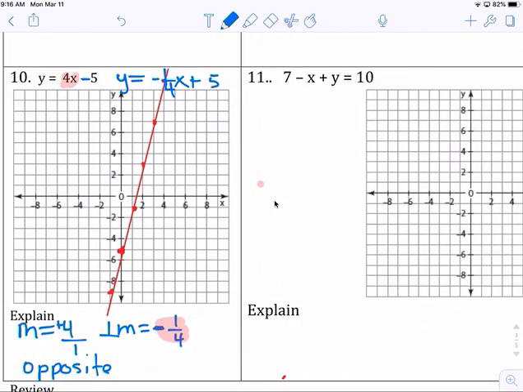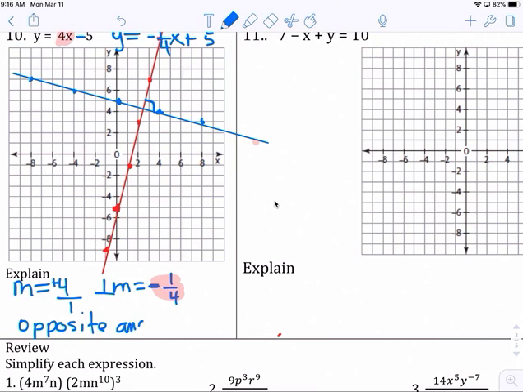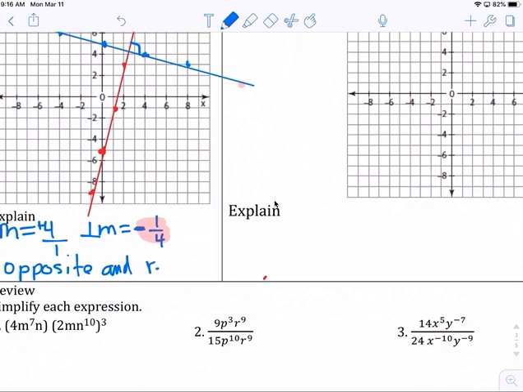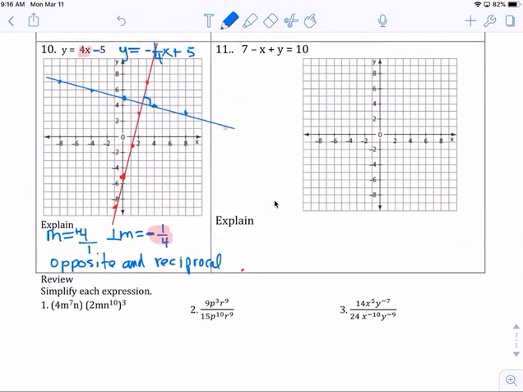At 5, I go down 1 over 4, down 1 over 4, and up 1 over 4, up 1 over 4. And then when I graph it, it is perfectly 90 degrees, you see? Opposite, and when you flip a number, the math word is reciprocal. And you explain like that for every one of them.